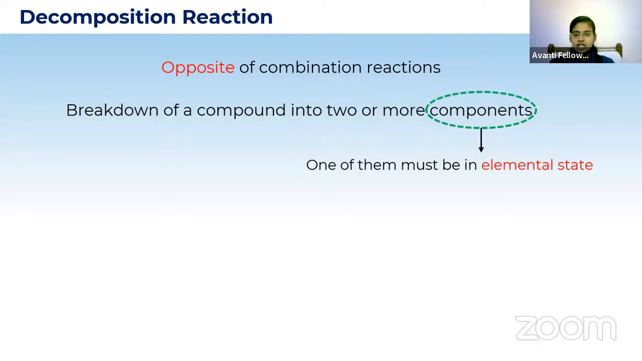So I will give you an example. 2H2O on heating gives 2H2 plus O2. So here one compound, water, is breaking down into 2 components. One is hydrogen and the other one is oxygen. Both of them are elements only. So the condition is at least one of them must be in the elemental state. For this example, both of them are elements. So here who is getting oxidized and who is getting reduced?